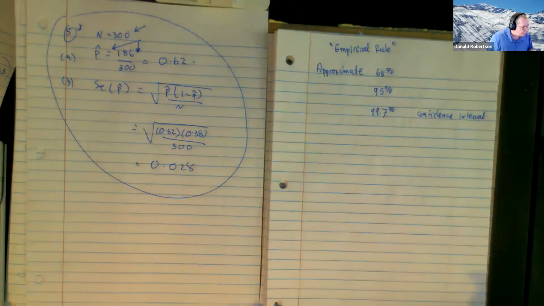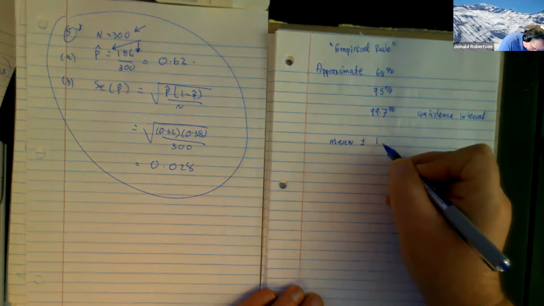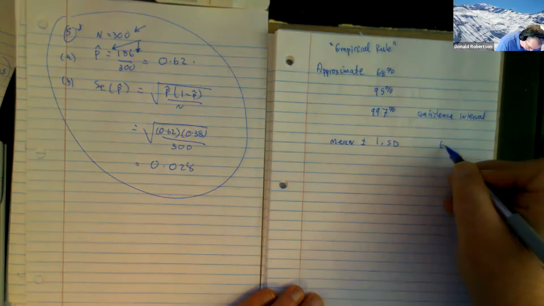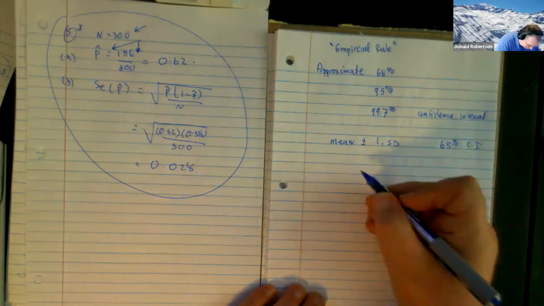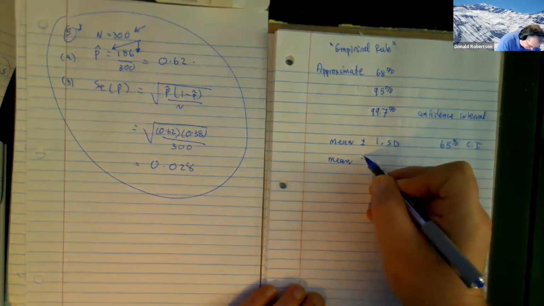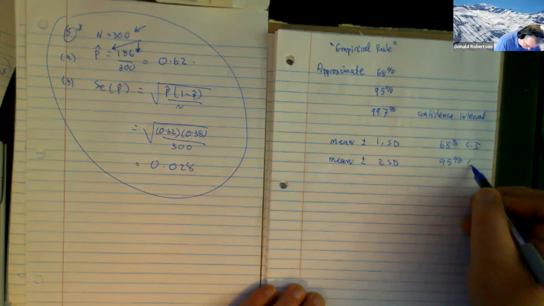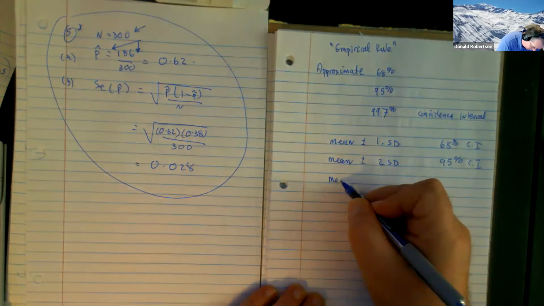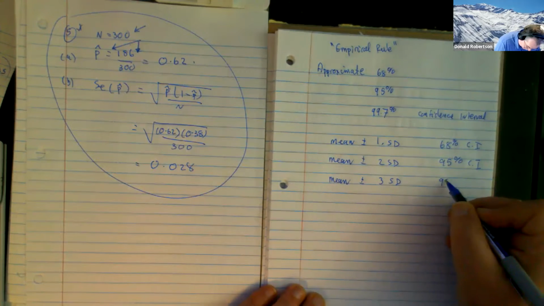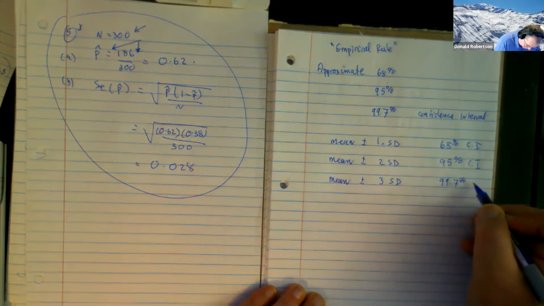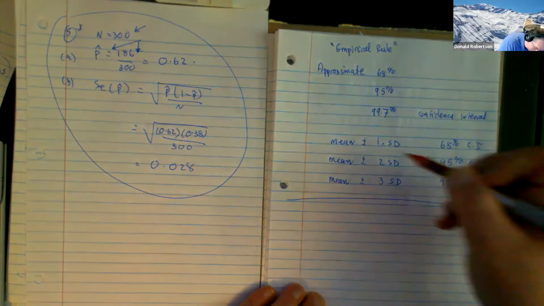Let's remind you what that rule was. If you take the mean and you add and subtract one standard deviation, doesn't that get you a 68% roughly confidence interval? If you take the mean and you add and subtract 2 standard deviations, that gets you a 95% confidence interval. And if you take the mean and you add and subtract 3 standard deviations, that will get you a 99.7% confidence interval. And that's called the empirical rule.